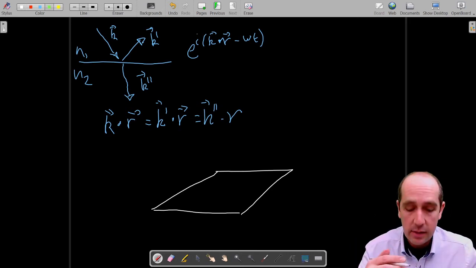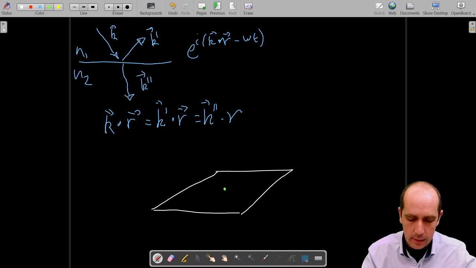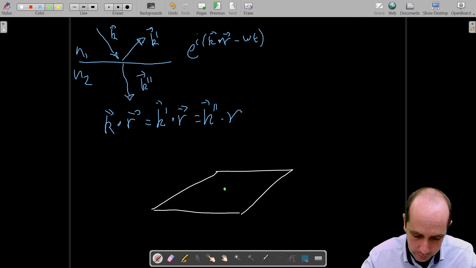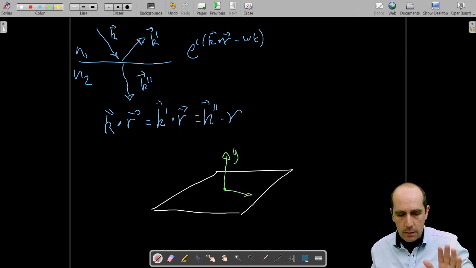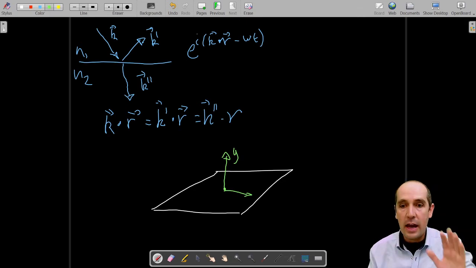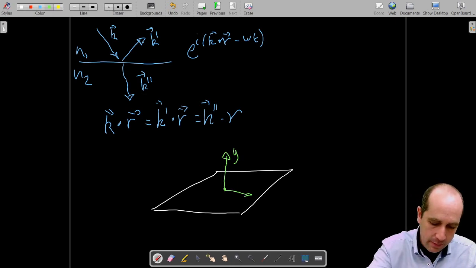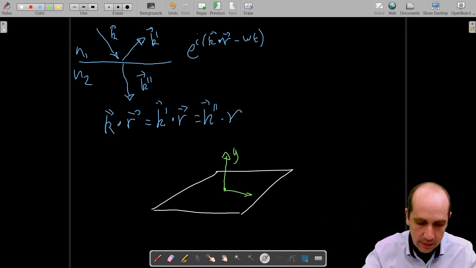So let's choose the coordinate system in such a way that the origin lies somewhere on the surface, in this interface, and we choose the orientation of the axes such that the y-axis is normal to the plane. The x-axis is parallel to the plane, and the xy plane contains the incident k vector. So this k vector over here will be somewhere on that plane, and that's called the plane of incidence. I'll draw it just in a second.